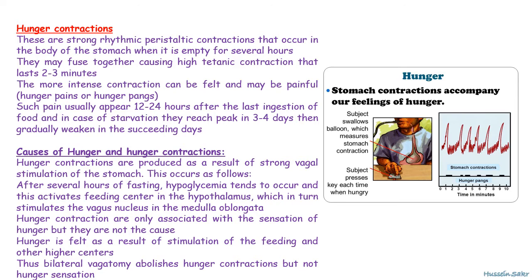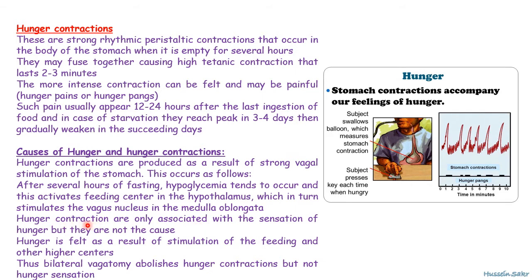Now, after we finish the mechanism of gastric emptying and the factors affecting it, we are going to another type of contraction which appears during hunger, which is the hunger contraction. In response to hypoglycemia and decrease in the blood sugar, which usually occurs 12 to 24 hours after the last meal, this hypoglycemia stimulates certain types of glucoreceptors located in the hypothalamus, and when the hypothalamus is stimulated, it stimulates the vagal nucleus in the medulla oblongata. Stimulation of the vagal nucleus will send the vagal nerve to induce contraction of the stomach to produce the hunger contractions.